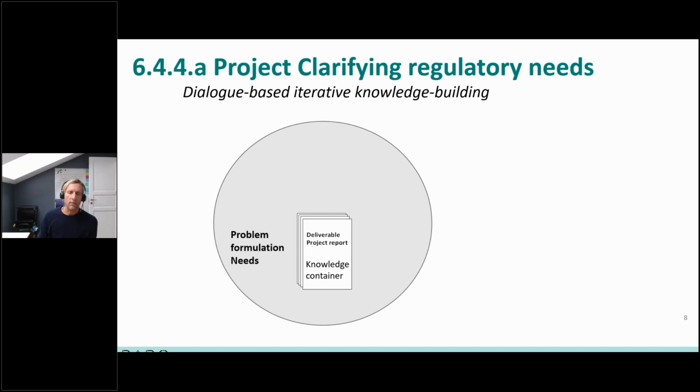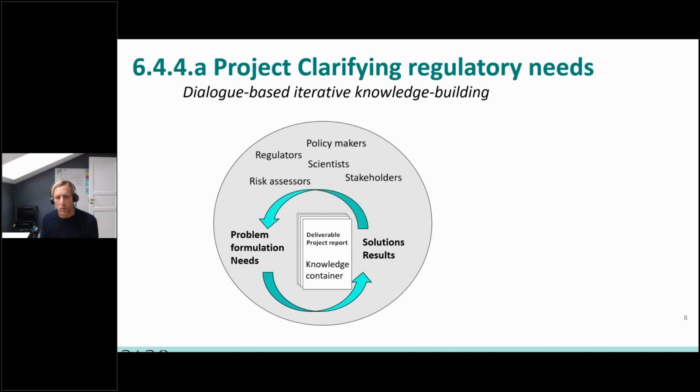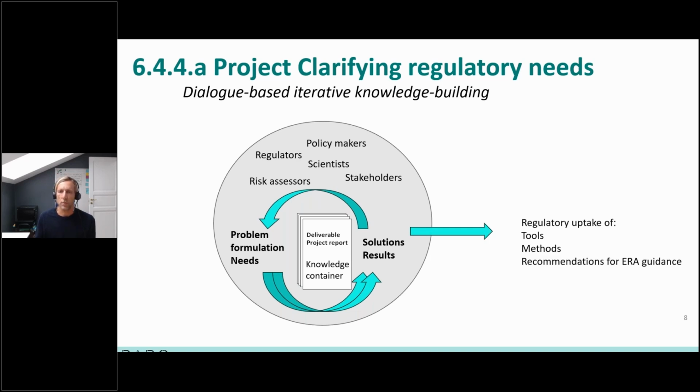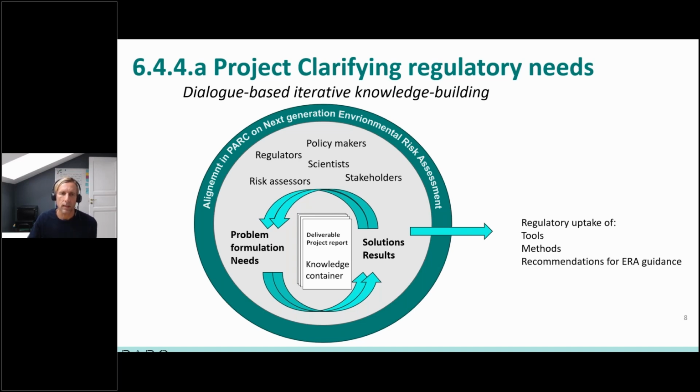So in the document, we have a revisited problem formulation and from there identified needs. This transforms in the first step into proposed solutions and results, and this is ongoing now in the first years of PARC, but it doesn't stop there. We see a need to revisit what we are proposing and involve policymakers, regulators, scientists, other stakeholders, and risk assessors to revisit again the problem formulation to make sure that what we do in PARC 644 is relevant for regulatory uptake. And then we see that there is a possibility of regulatory uptake of tools, methods, and also recommendations for ERA guidance. This is a process that we envision will continue throughout the lifetime of PARC, and it will be aligned in PARC with Work Package 2 on the development of next generation environmental risk assessment.